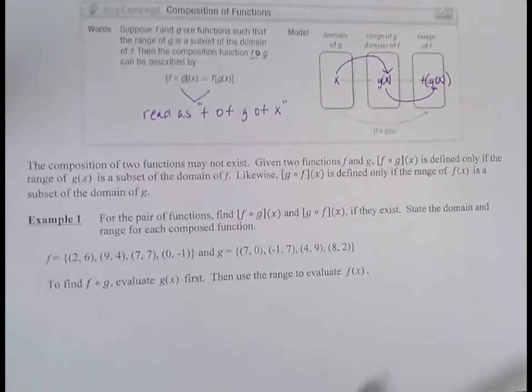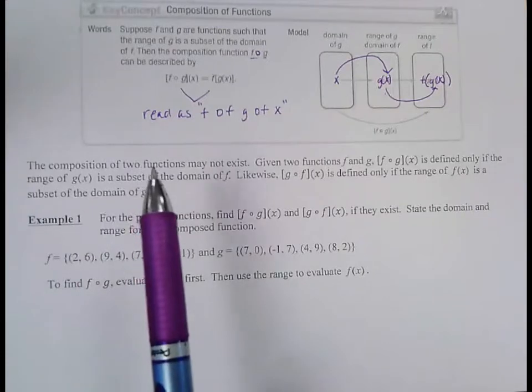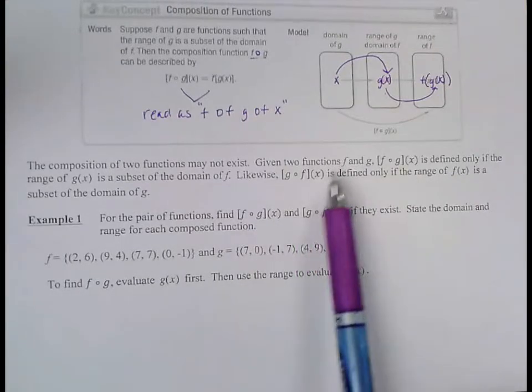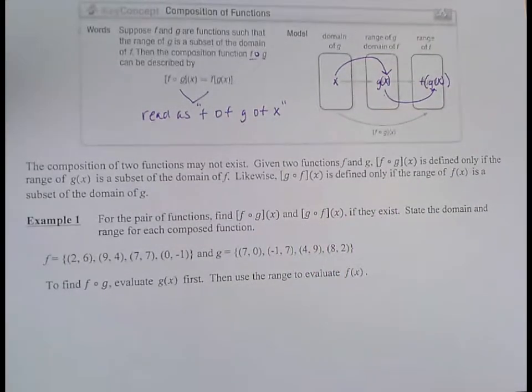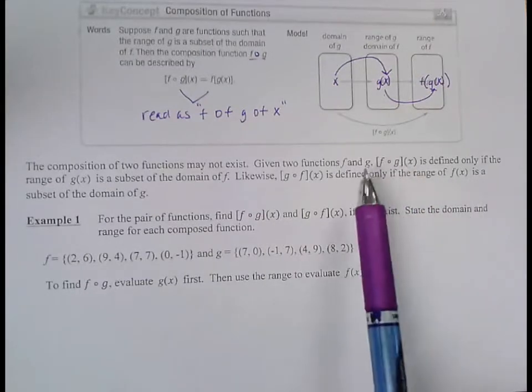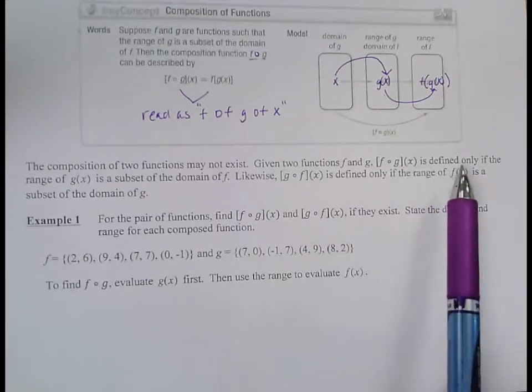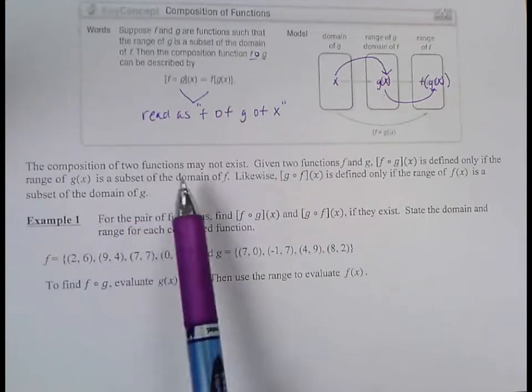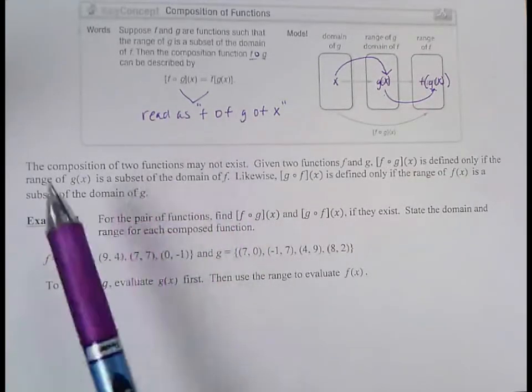So then what it says below before we get to the first set of examples, the composition of 2 functions may not exist, or parts of it may not exist. So if you're given 2 functions f and g, then f of g of x is defined only if the range of g, so the y values of g, would be a subset of the domain of f. We'll talk about what exactly that means.